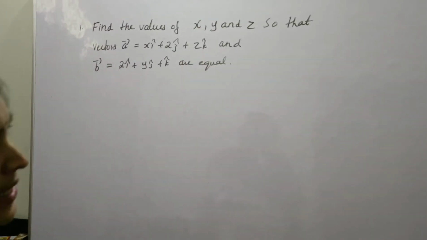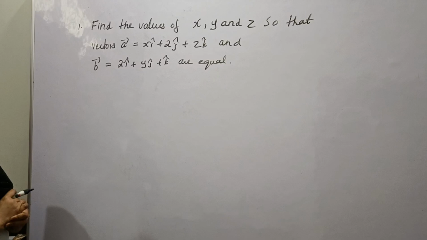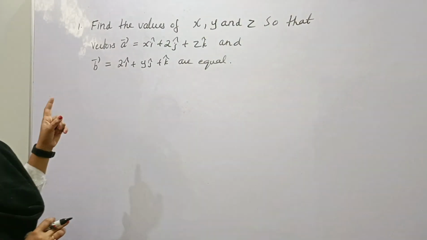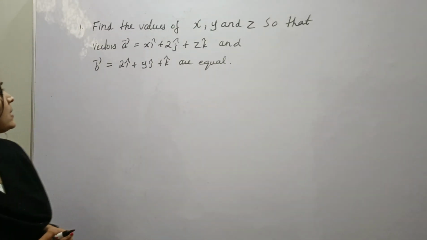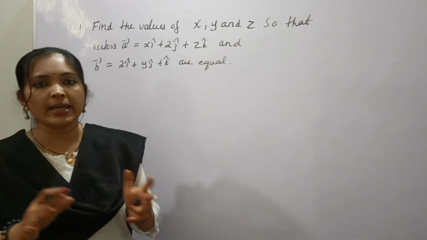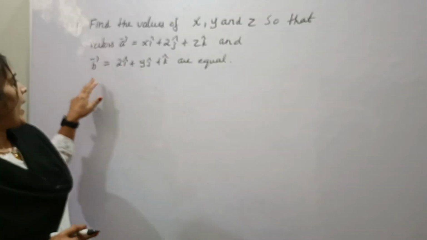Now let's go through some examples. Look at the first question. Find the values of x, y and z so that vector A is equal to xi plus 2j plus zk and vector B is equal to 2i plus yj plus k. Here i, j, k are unit vectors. It is given that vector A and vector B are equal.